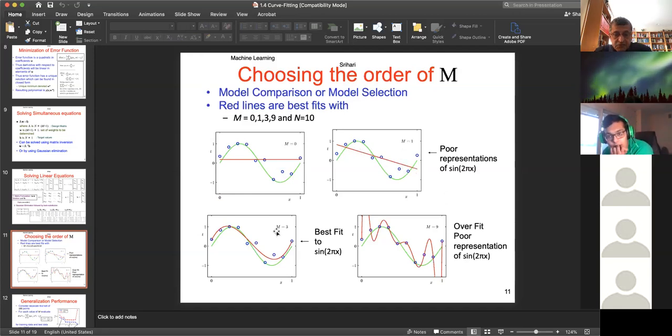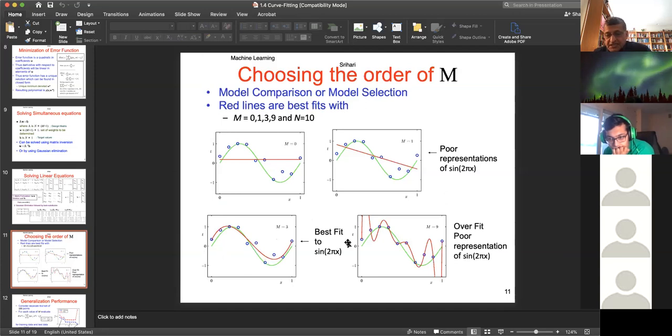If we choose m equal to 3, which is what we called a cubic, the cubic gives you a fairly good fit. It's not quite a sinusoid. So you're saying it's w naught plus w1x plus w2x squared plus w3x cubed, something like that. So this would be the kind of fit you could get.